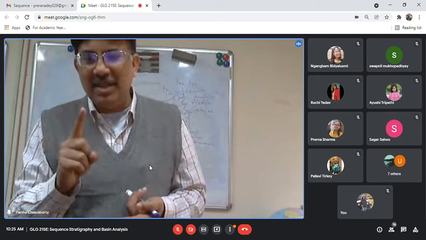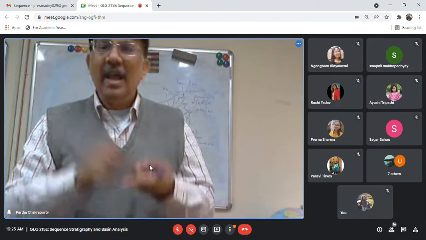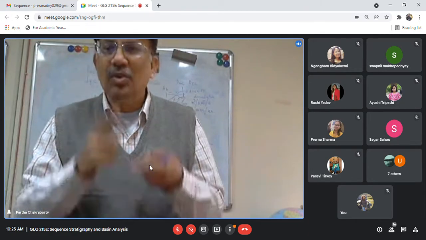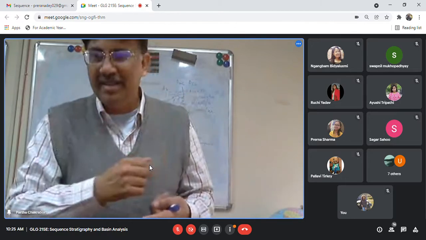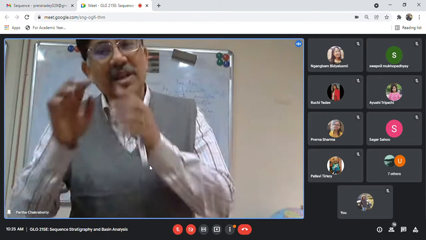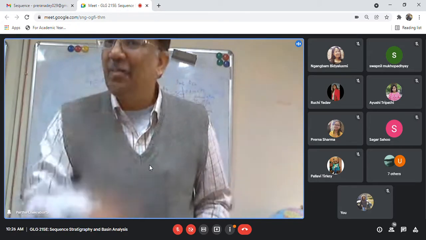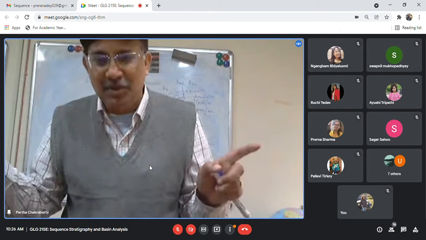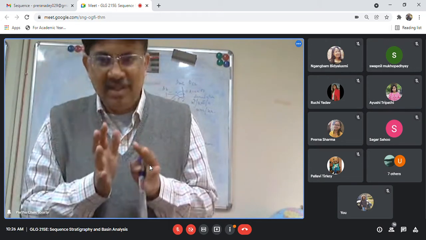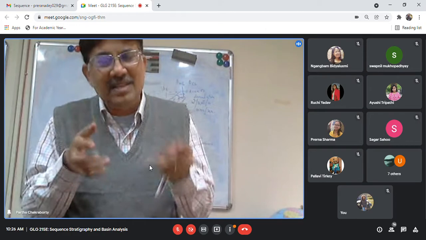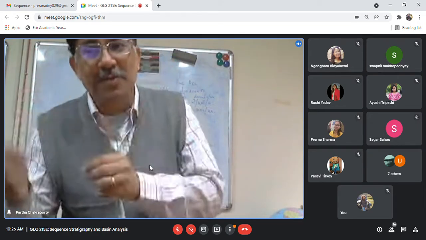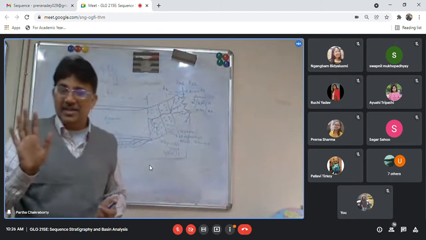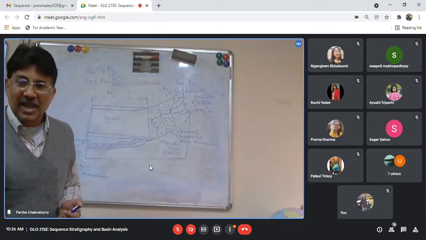Try to understand my point. This is an oversimplification in the modeling, because in many cases at the base of slope you get an alluvial fan deposited. But in the model, I am saying it is a zone of bypass, and nothing is getting deposited. So there are a lot of loopholes that are not considered here when you are talking about basin analysis. Let me be very clear: no misconception should be there.